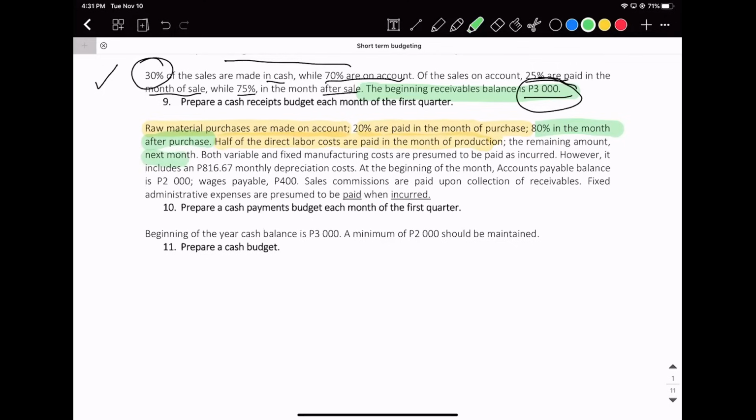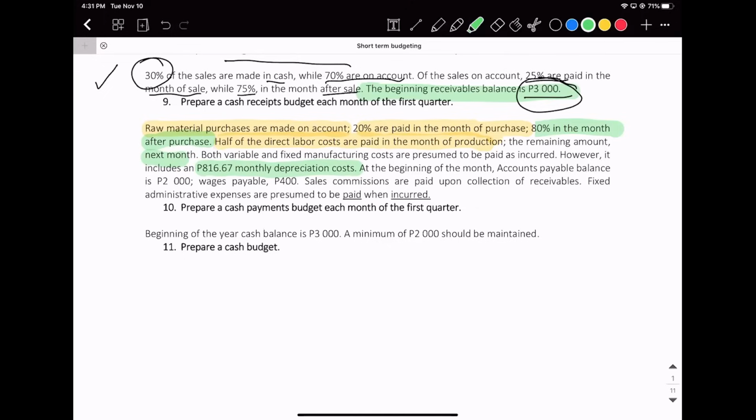Both variable and fixed manufacturing costs are presumed to be paid as incurred. Okay, so kung kailan sila na-incur, doon mismo binayaran. However, it includes an 816.67 monthly depreciation. So meron palang depreciation. Ano ba ang depreciation? It's a non-cash item. Di ba? So we have to deduct this amount from our variable and fixed manufacturing cost.